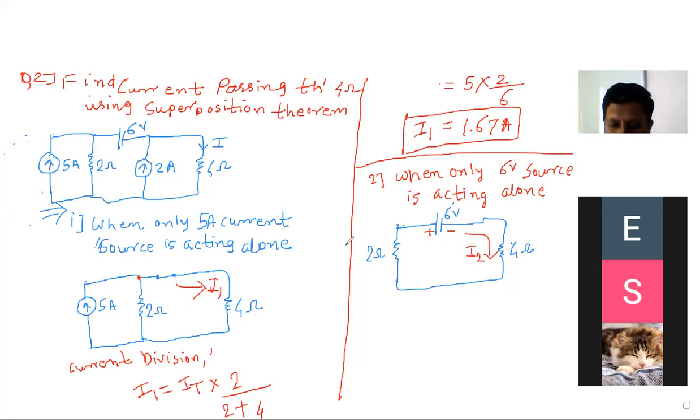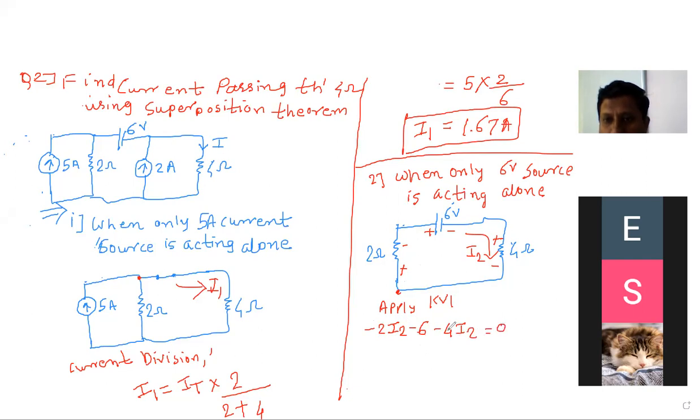Apply KVL. Yes, very good. So for KVL, according to the I2 current, the polarities plus minus are already defined. You can start from the left hand side bottom point and go in a clockwise direction. So plus to minus, that is minus 2 into I2. Then plus to minus 6 volt is there, that's why minus 6. Next plus to minus is there, that's why minus 4 into I2 is equal to 0.